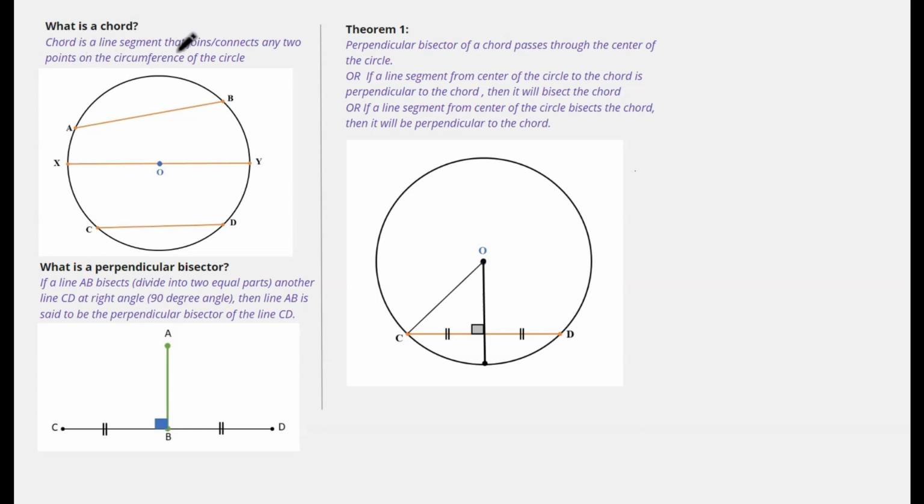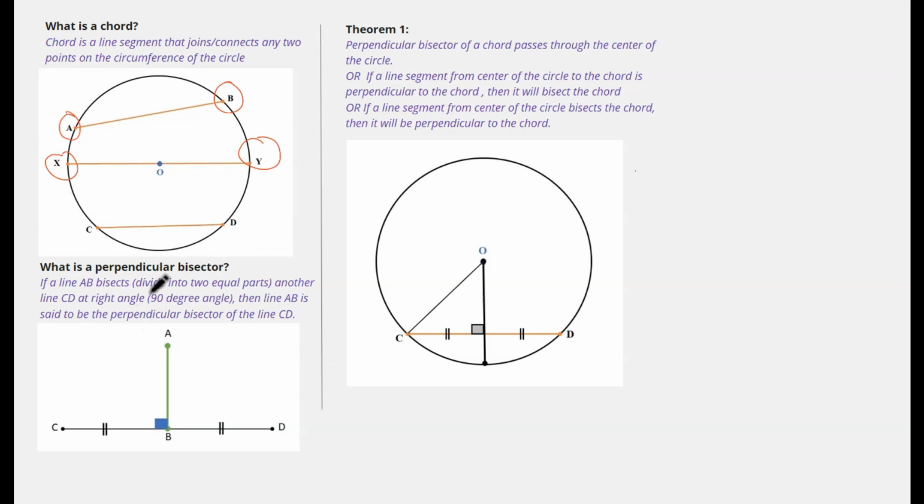So a chord is a line segment that joins or connects any 2 points on the circumference or the boundary of the circle. So if you look at the figure drawn below, if you look at these points, point A and point B, both of them are connected by a straight line, and both A and B are at the boundary of the circle. So this AB is known as a chord. Similarly, XY, point X and point Y, both are at the boundary, so this is also a chord.